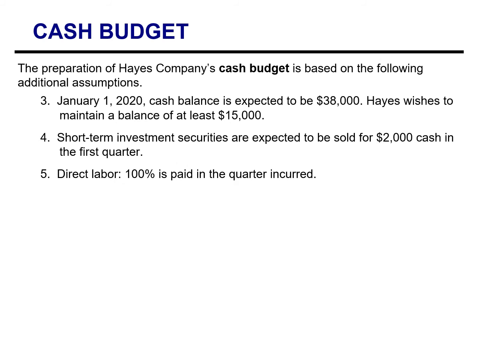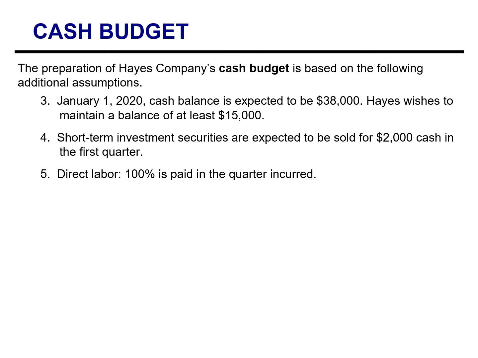Hayes Company's cash balance is based on the following assumptions. The beginning balance is $38,000, and Hayes wishes to maintain an ending balance of at least $15,000. They expect to sell their short-term investments for $2,000 cash in the first quarter, and 100% of their direct labor is paid in the quarter incurred.